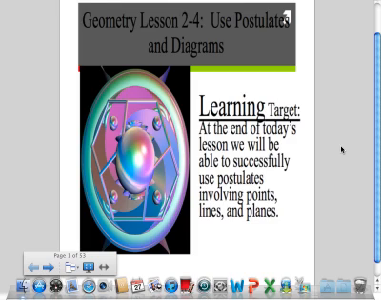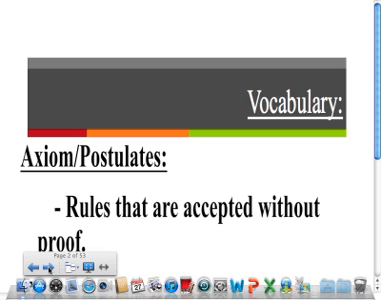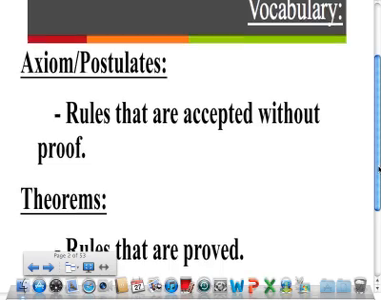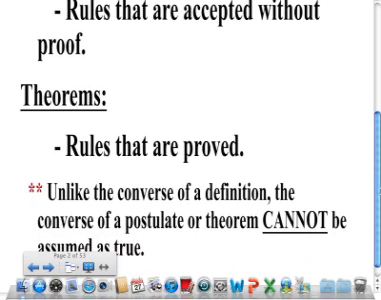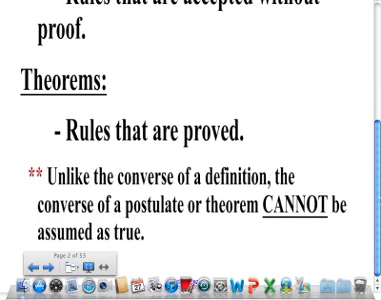So I'm not going to go back over those. You can go over those on your own and identify any that you're not sure of, and then we can revisit those in class if need be. Just a quick reminder here. Axioms and postulates are very simply rules that are accepted without proof, and theorems are rules that can be proven.